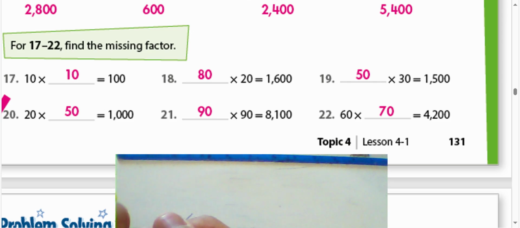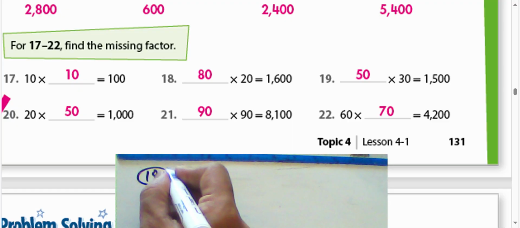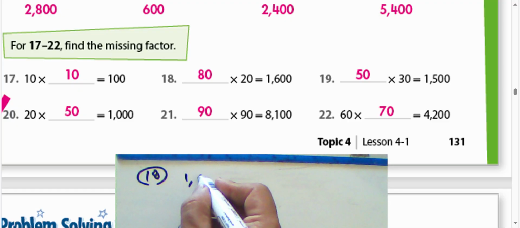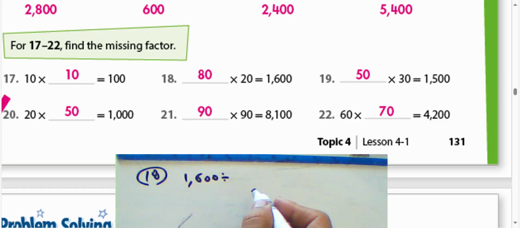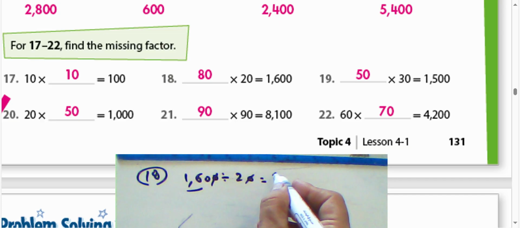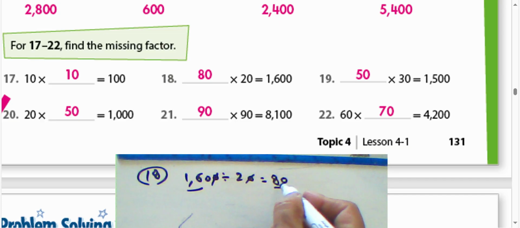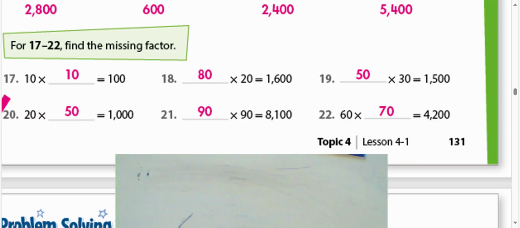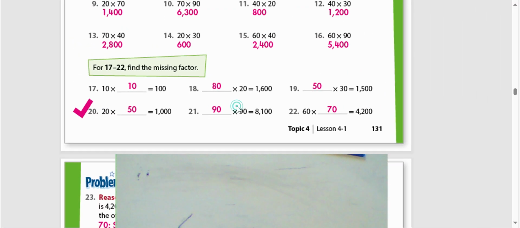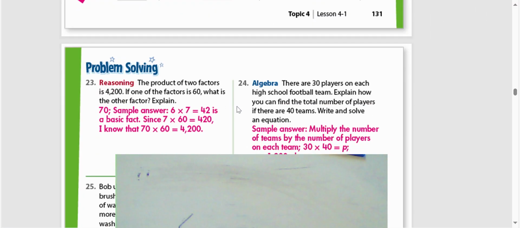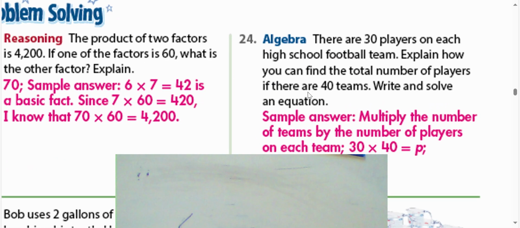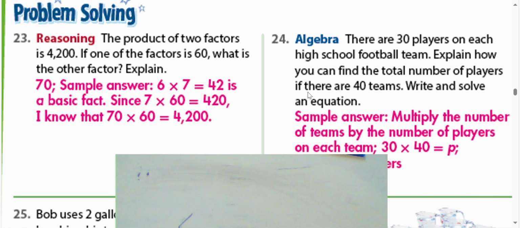And also question number 18. To solve this example, you can write 1600 divided by 20. You can cancel 0 by 0, and 16 divided by 2 equals 8. 0 divided by 2 equals 0. And the answer will be 80. You can use this method to find the result. Okay. Now we can solve this page.